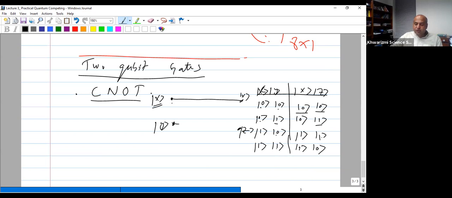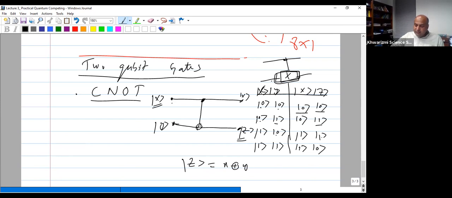This is sort of, if you think classically, that depending on this qubit, you apply an X gate on this one. But instead of this symbol, that perhaps seems more appropriate, this gate has this plus sign. And the reason is this: actually, this output Z is nothing but a modulo 2 sum of X and Y.